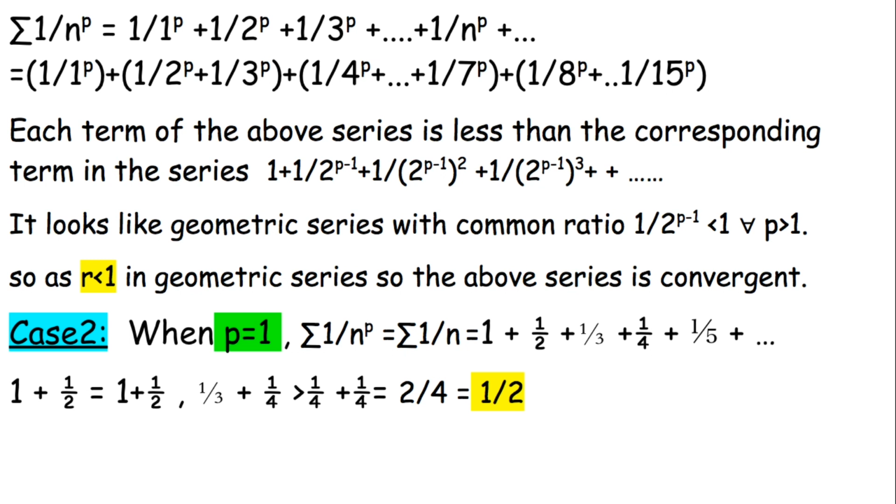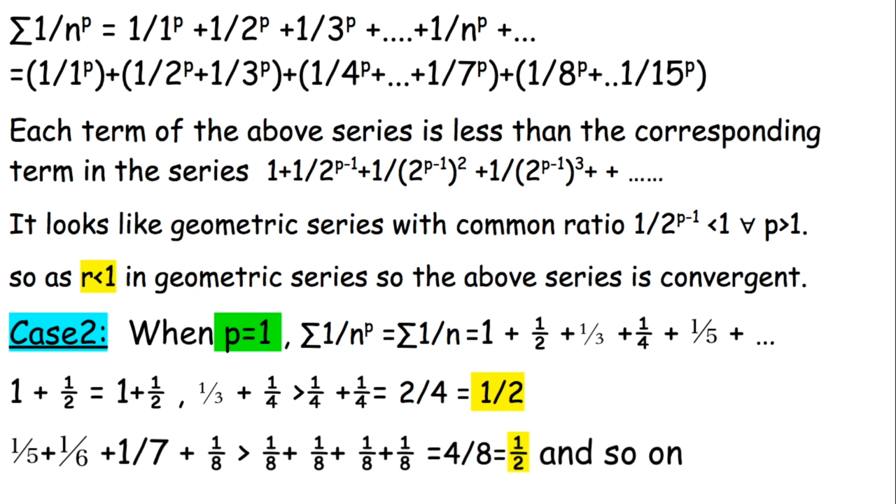1 by 3 plus 1 by 4 is always greater than 1 by 4 plus 1 by 4, because we know that 1 by 4 is always less than 1 by 3. So that's why we will get this, and 1 by 4 plus 1 by 4 is equal to 2 by 4, which is 1 by 2.